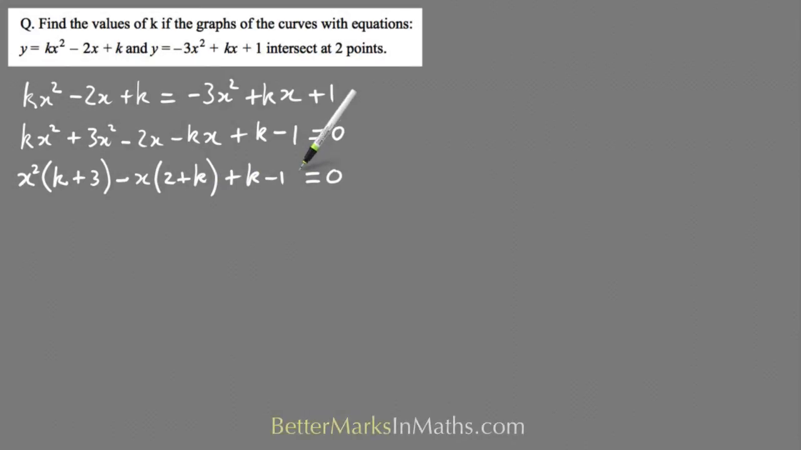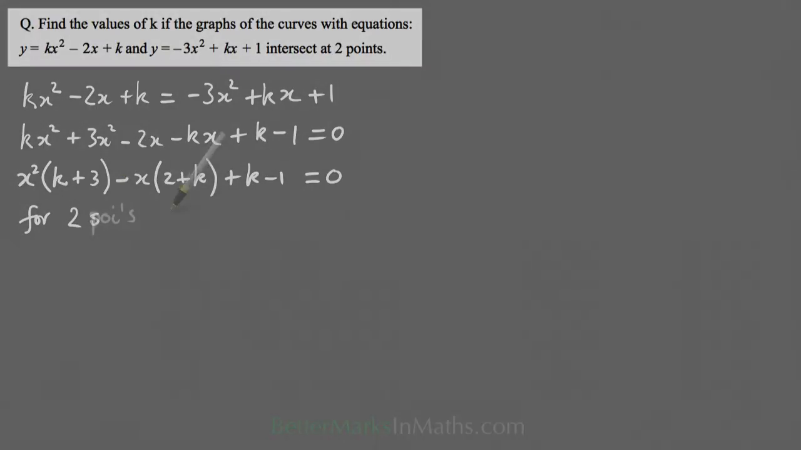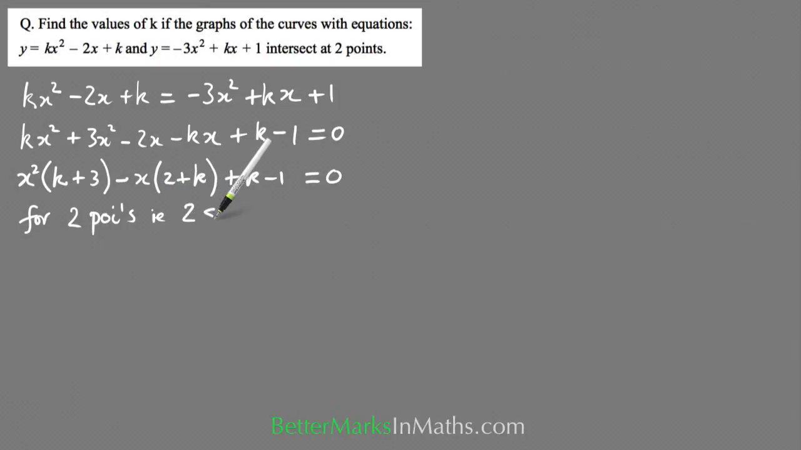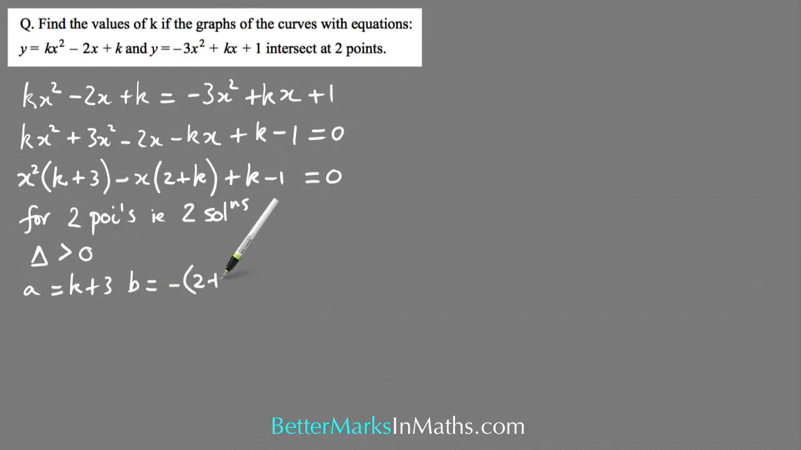And to find the values of k that will give this equation two solutions, what you really need to do is figure out what the discriminant is, because for 2 points of intersection, i.e. two solutions, which would mean two solutions to this equation, the discriminant delta has to be positive, or more than 0. So the first step is to work out the discriminant. So writing down the values of a, b, and c: a equals k plus 3, b equals minus bracket 2 plus k, and c equals k minus 1.